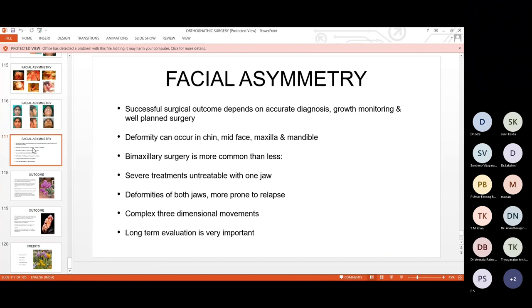A successful surgical outcome depends on accurate diagnosis, growth monitoring, and well-planned surgery. Deformity can occur in the chin, midface, maxilla, and mandible. Bimaxillary surgery is more common than one would appear to think. Severe deformities are untreatable with one jaw, so usually we have to do both. Deformities of both jaws are more prone to relapse. Complex three-dimensional movements are involved in all these procedures, so proper planning and execution of the surgery is important. Long-term evaluation is extremely crucial for these patients.